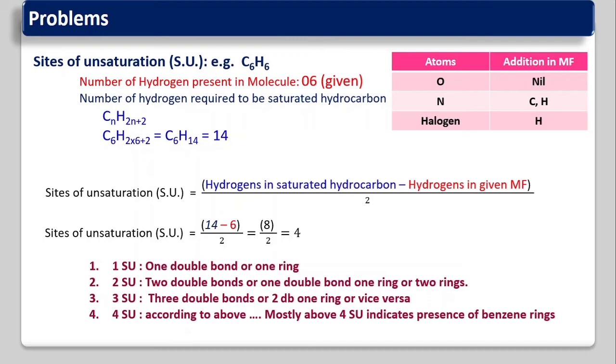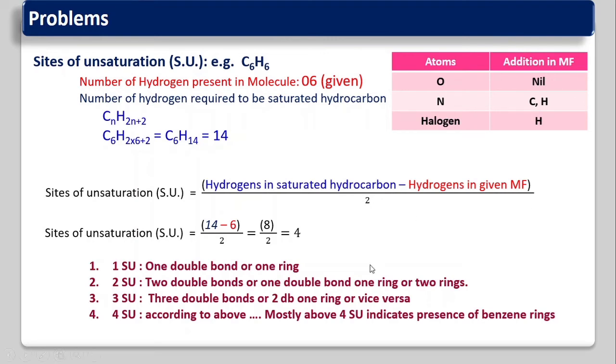In this way, if there are 4 sites of unsaturation, according to the above equations, 1 double bond or 1 pi bond is 1 site of unsaturation, and 1 ring is also equivalent to 1 site of unsaturation. Mostly, if more than 4 sites of unsaturation are there, the compound might contain a benzene ring. So one benzene ring is equivalent to 4 sites of unsaturation.